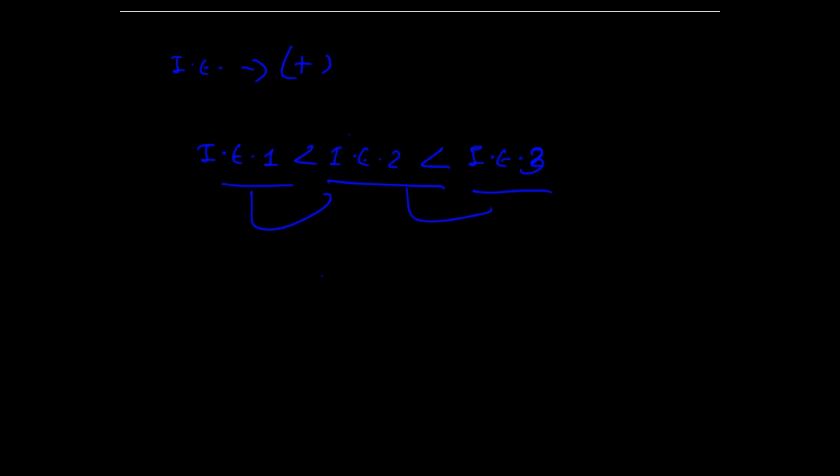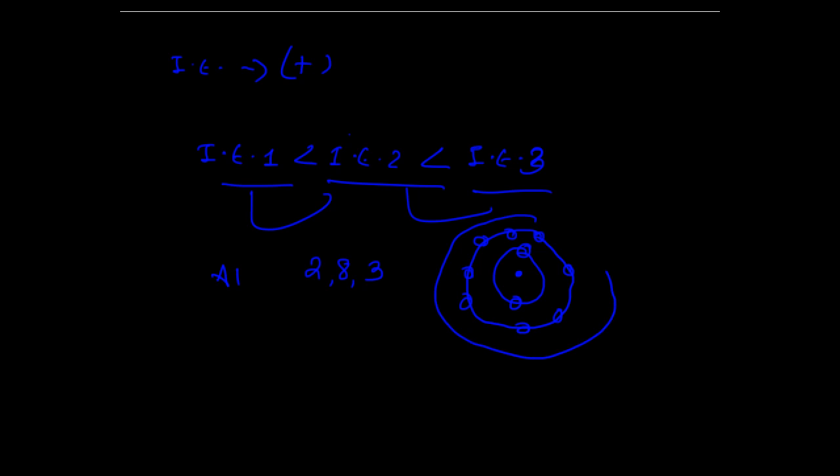Suppose we consider the metal aluminum. Aluminum has electron configuration 2, 8, 3, and now let us make a rough diagram of its atom. 2 electrons in its innermost orbit, 8 in the middle one, and 3 in the outermost orbit. When one electron is removed from it, the electron is removed from the outermost orbit. Suppose this electron is removed.